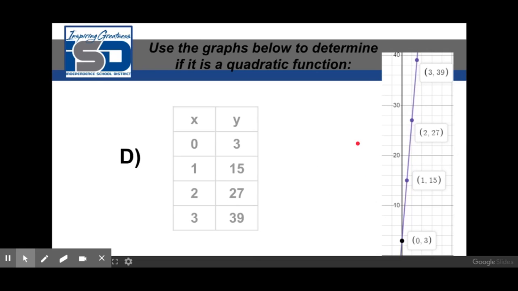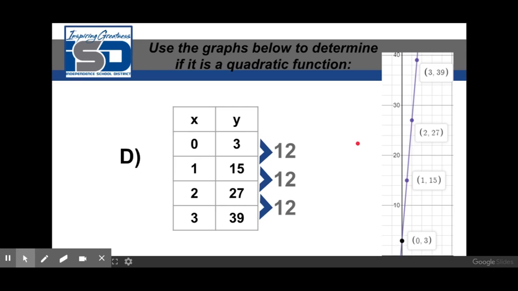Last one, the table should have looked like this. The first difference is 12. They're all the same. So this is a first degree function, which would be a linear function. If we check our second difference, it's 0. This is not a quadratic, it's a linear function because of the first difference.